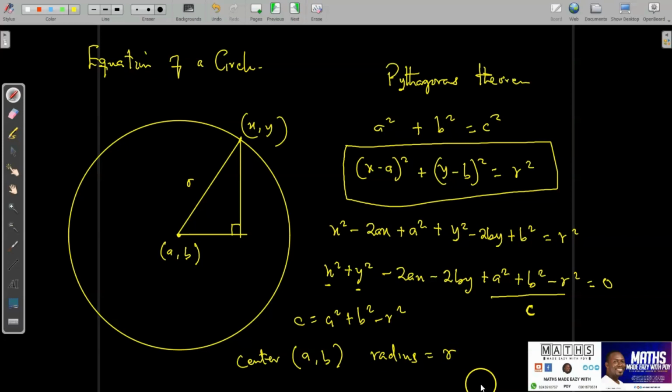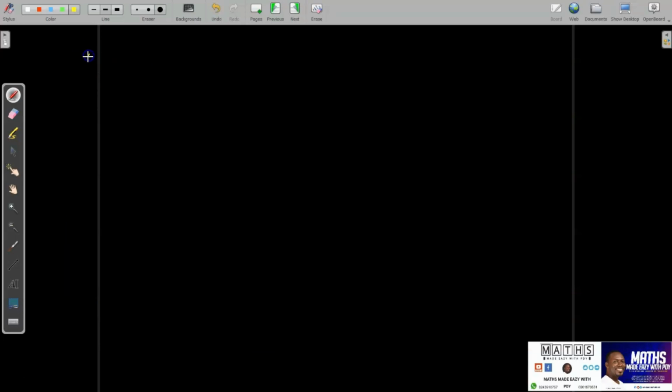Please, are you clear with me? Yes, please. All right. Going further, I'm going to put a switch on this expression. I'm saying the center is A, B and the radius is R. But what if the center becomes minus G and minus F, and the radius is still R? What is going to happen?